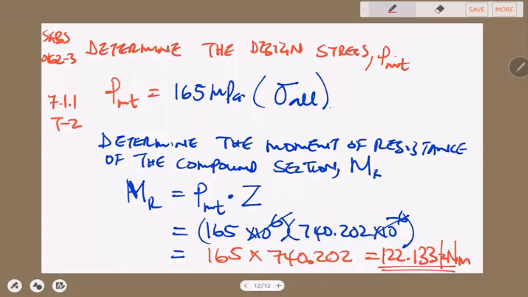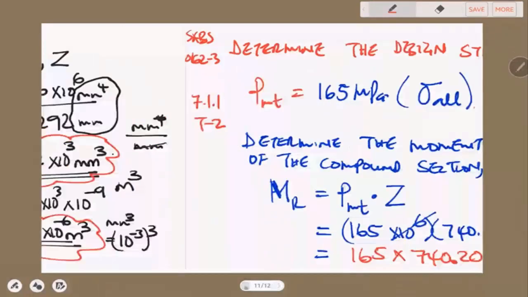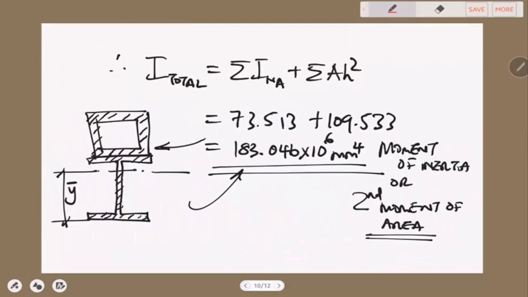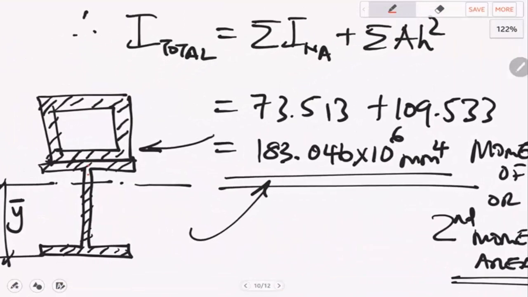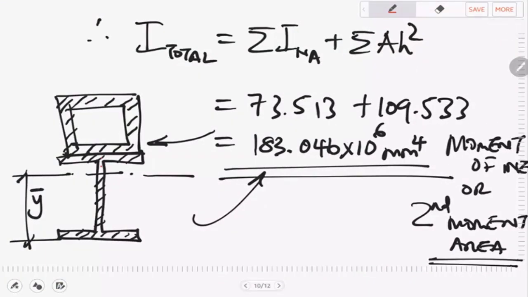Is it making sense? So the maximum bending moment which that compound section, which we've just determined, can resist is a maximum of 122 kilonewton meters. That is what it is capable of resisting. Anything greater than 122 kilonewton meters, then this section will fail.